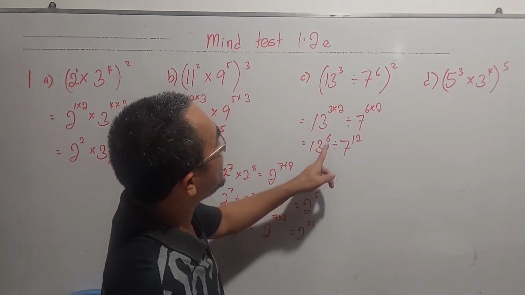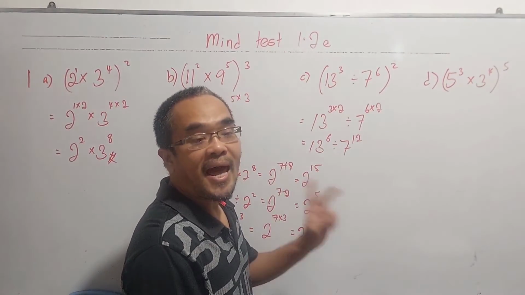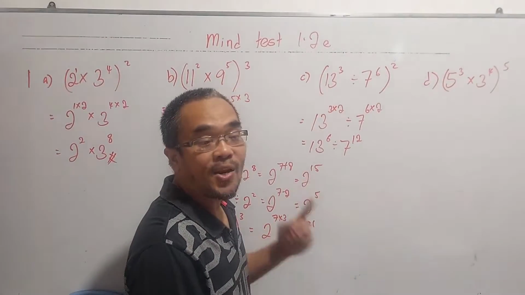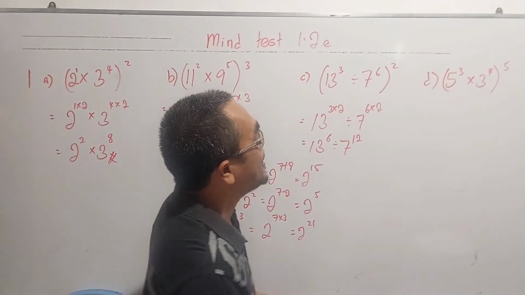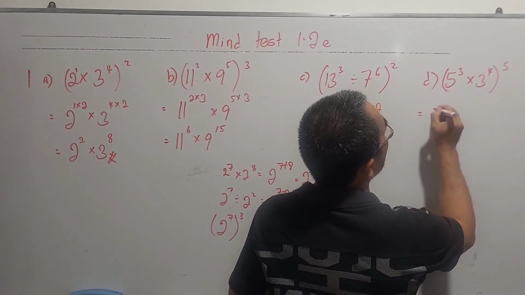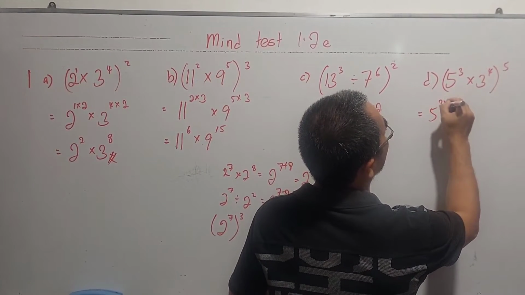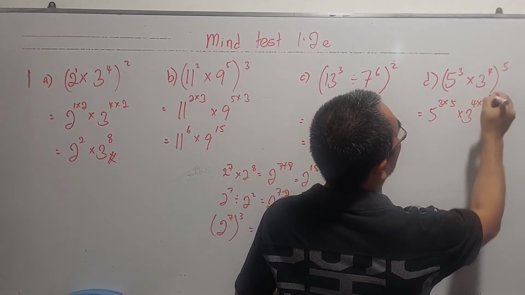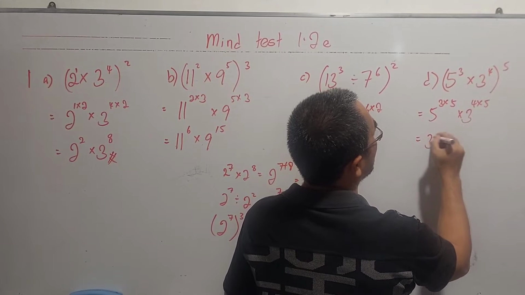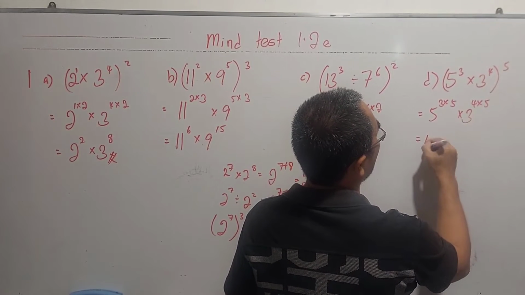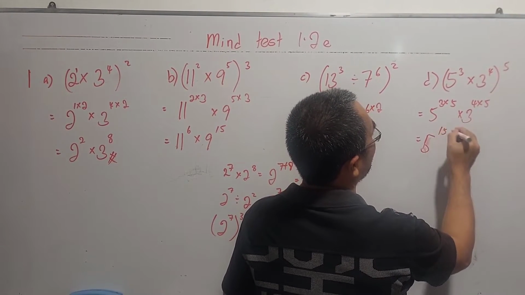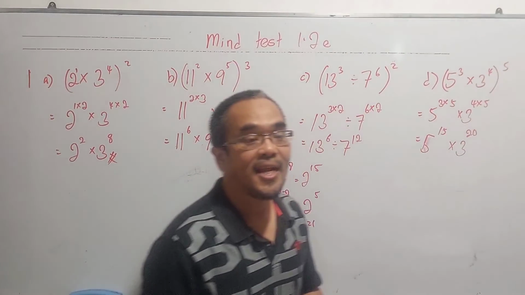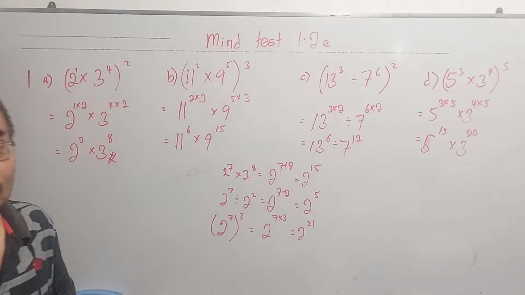So what do we do with the index here? Minus? Nothing. Why? Because the bases are not the same. Okay? And then D: 5 to the power of 3 times 5, times 3 to the power of 4 times 5. So we have 5 to the power of 15 times 3 to the power of 20. And there is nothing more that you should do.